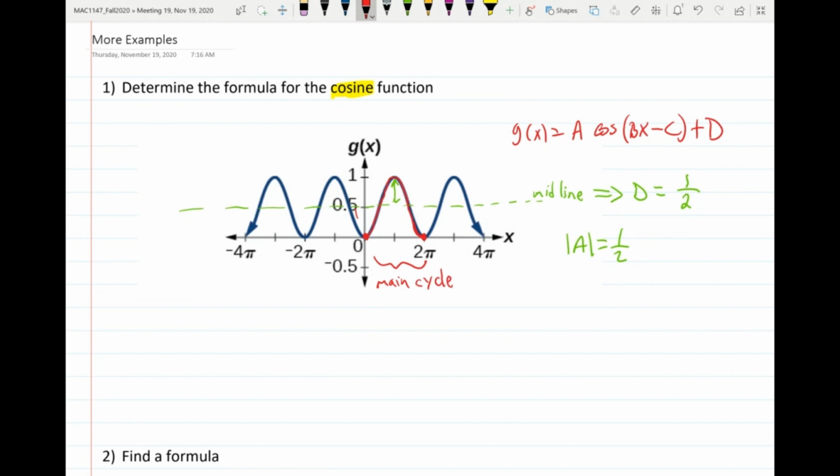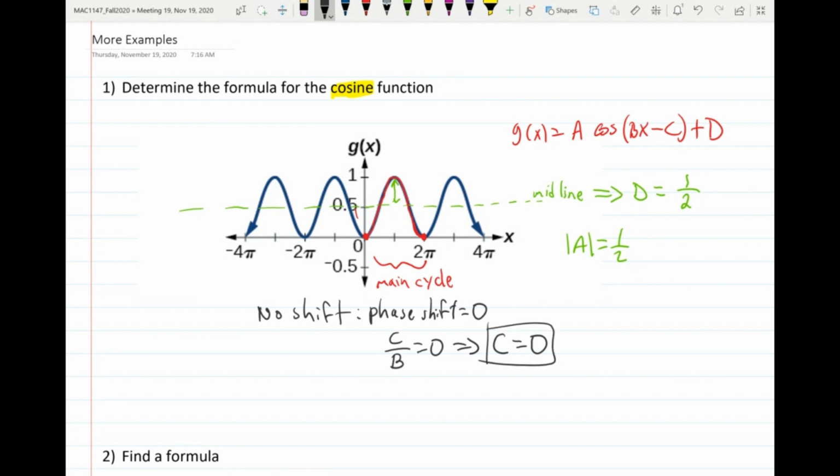And because it's from 0 to 2 pi, that means that we're not really shifting the cosine function anywhere. It's not being shifted to the right or to the left. So there is no shift of the original cosine function. So the phase shift is 0. And remember, the phase shift is given by c over b, and because this is equal to 0, the value of c is actually 0. So we know that c is equal to 0.